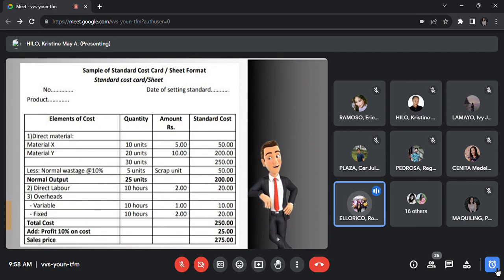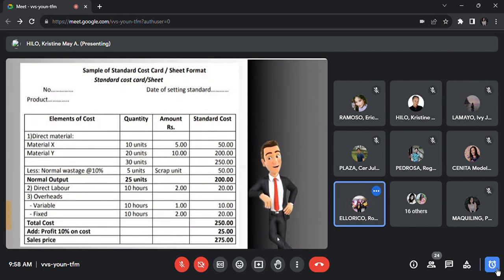Sa direct labor, para makuha ang standard cost, i-multiply gyapon ang 10 hours i-times sa 2, makuha ang 20. Sa overheads na variable og fixed, pareha 10 hours, i-times sa 1, makuha ang 10 sa variable, og sa fixed na 2, makuha ang 20. So para makuha ang total cost, gi-add tanan ang 200 plus 20 plus 10 plus 20 equals 250 pesos.